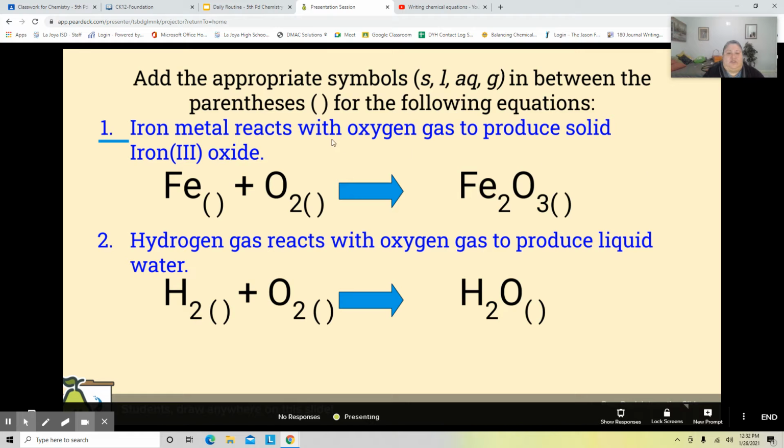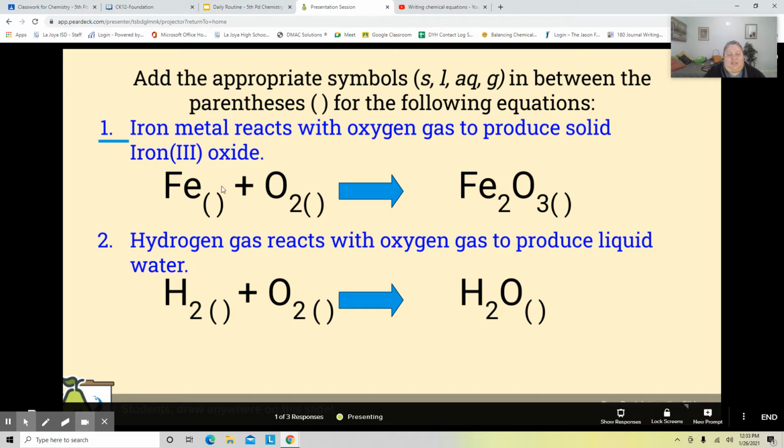Okay, so here you have your first paired question. Add the appropriate symbols S, L, AQ, or G in between the parentheses for the following equations, okay? And they give you a word problem that goes with it. So for number 1, it's going to go with this reaction. Number 2 will go with the bottom reaction. You are to read the word problem and try to figure out, okay, are they talking about a solid? Are they talking about a gas? Are they talking about a liquid? Or are they talking about an aqueous solution? All right, let's try it out.